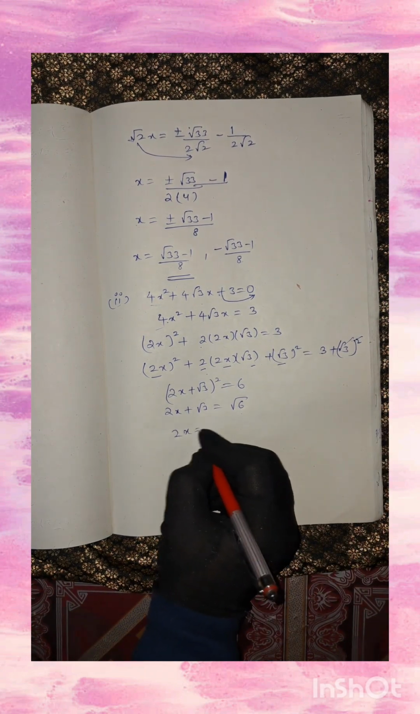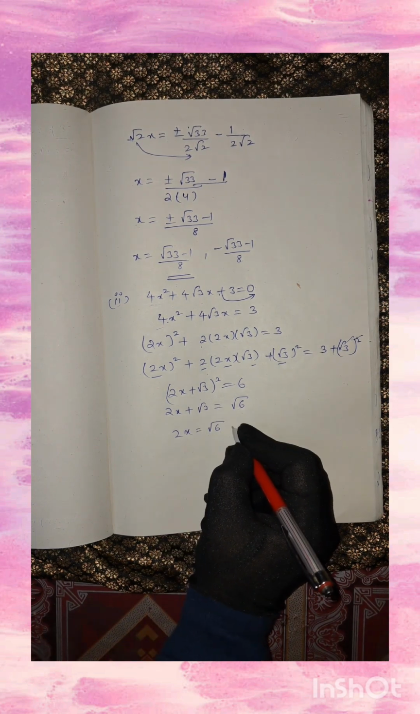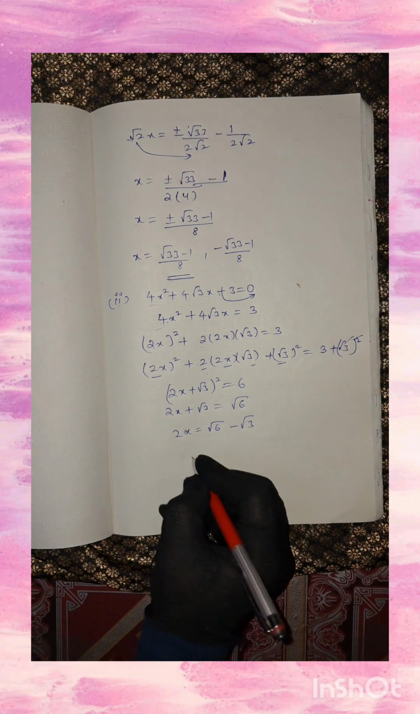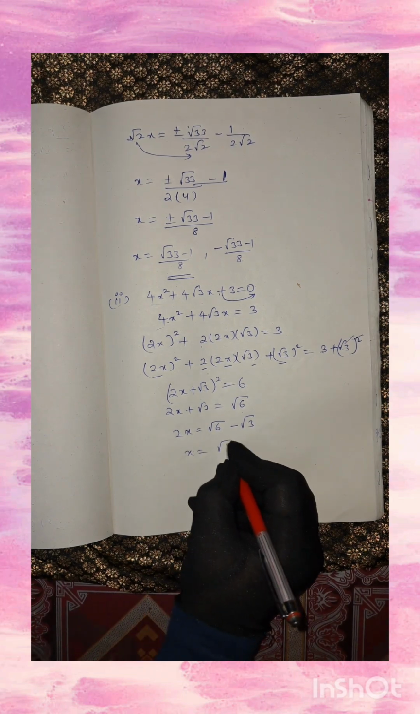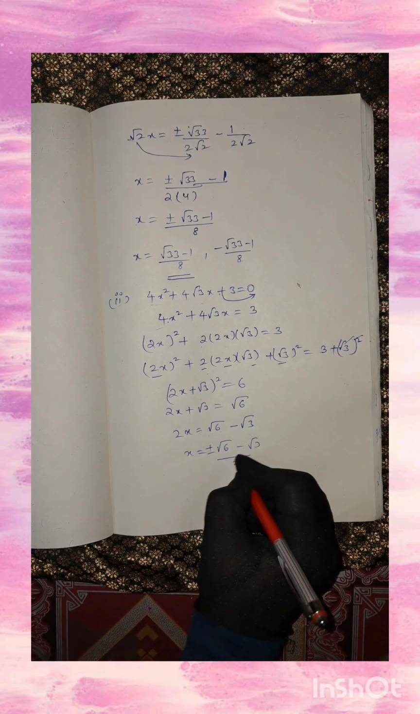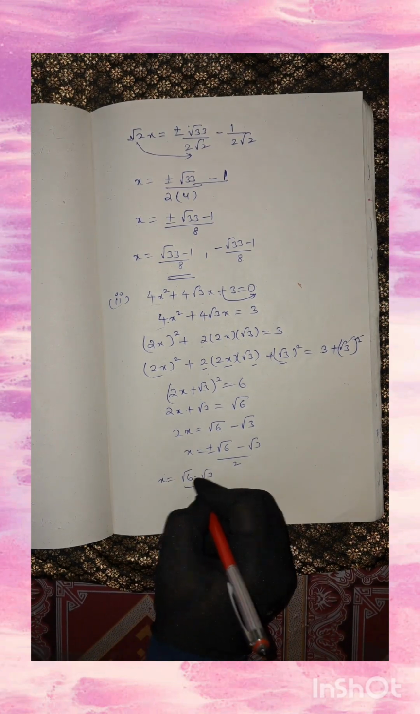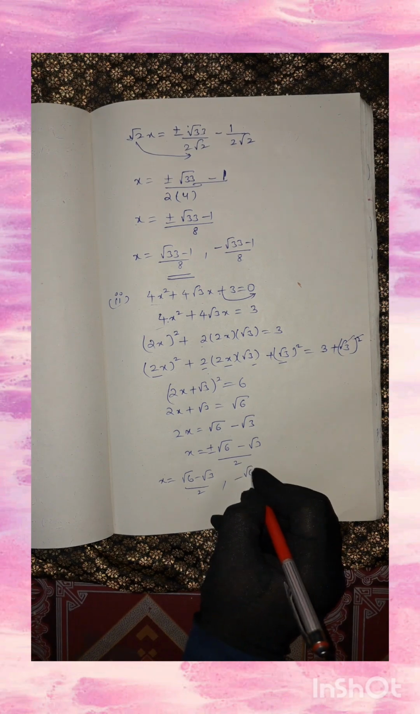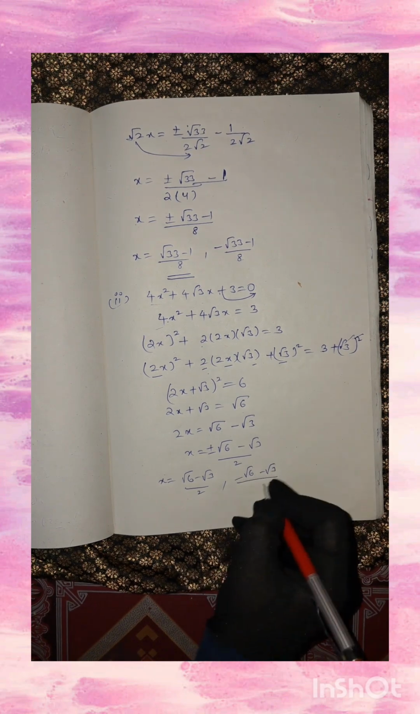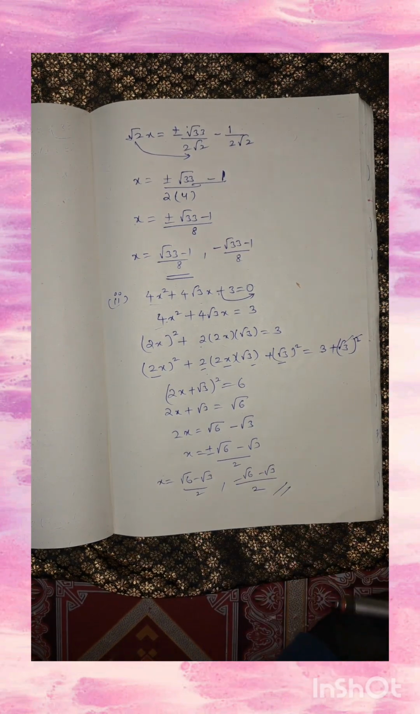So 2x is equal to root 6 plus, my root 3, I am sending that side, it will be minus root 3. So x is equal to plus or minus root 6 minus root 3 by 2. So one root will be root 6 minus root 3 by 2, another will be minus root 6 minus root 3 by 2. So these are the roots of the equation.